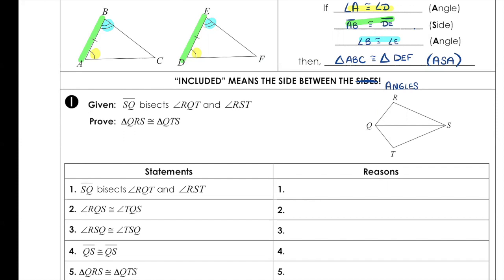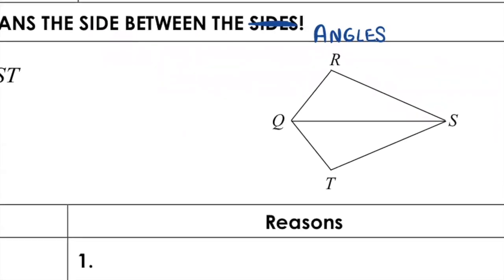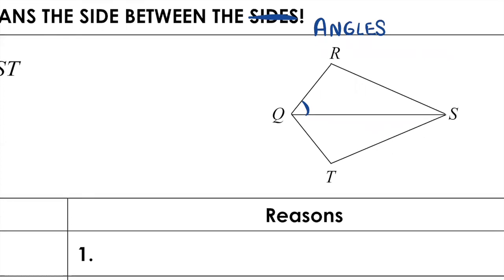All right, SQ bisects angle RQT and angle RST. What does it mean to bisect something? Cut in half. So if SQ is bisecting this angle, what does it do to those other two angles that it creates? They're what? So if they're bisected, they're what? Congruent. Good. So they're cut in half. So if it's always cut in half, that means they're always going to be congruent? Every time. So angle RQS is congruent to angle TQS.